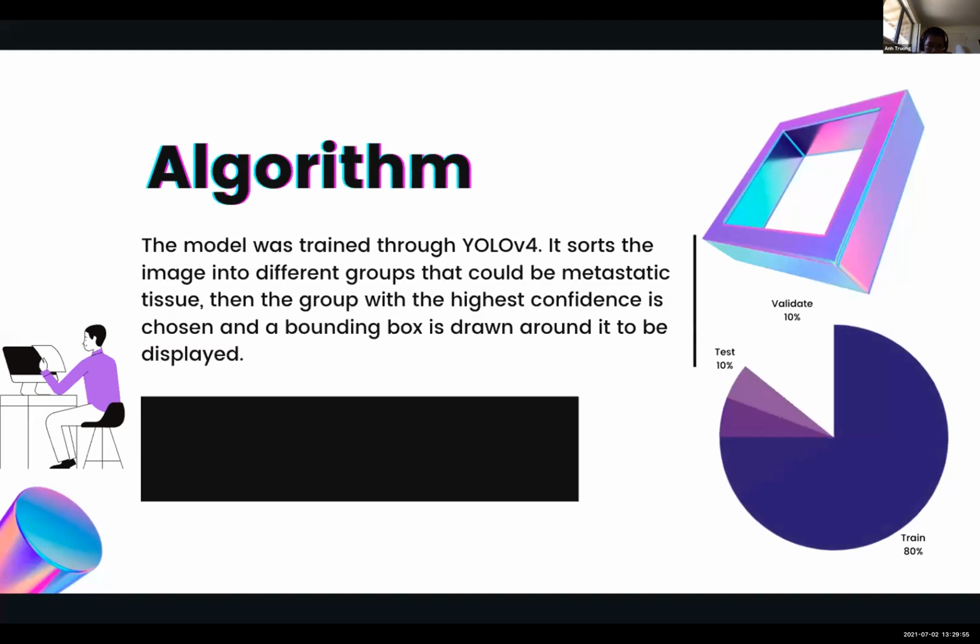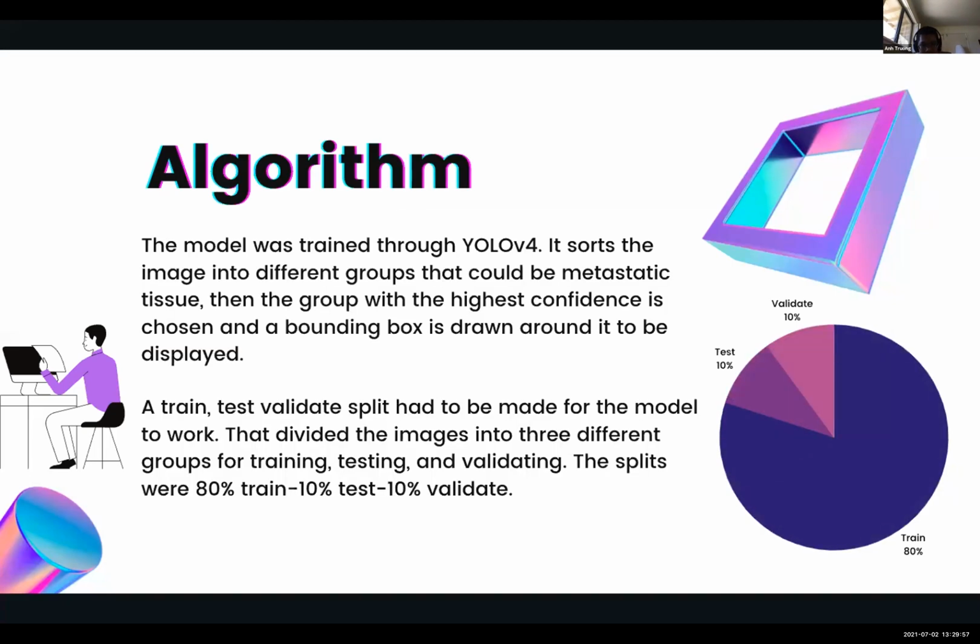So using YOLO v4, we train our model to sort the input image into different groups that could have metastatic tissue. Through calculations, the group with the highest confidence has a bounding box drawn and displayed on the result page on our website. A note: on the result page, you may notice that there's only one bounding box being displayed, and that's the effect of NMS, or non-max suppression, in which all the bounding boxes are suppressed, while only the box with the maximum IOU is returned for better accuracy.